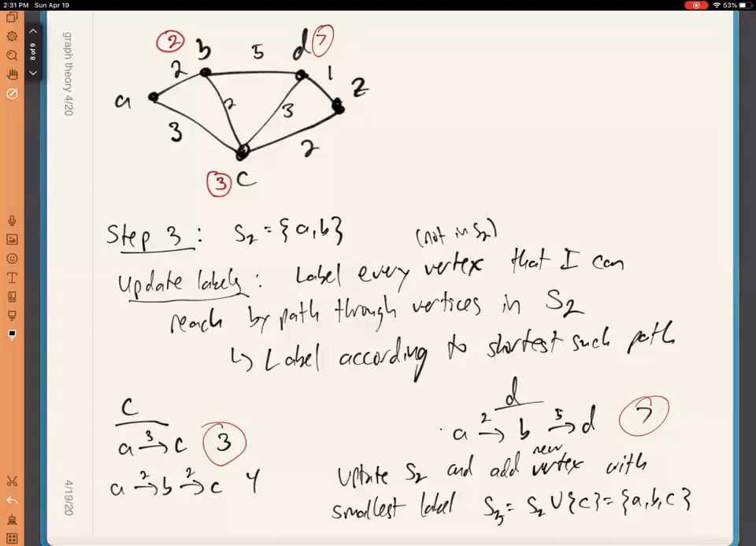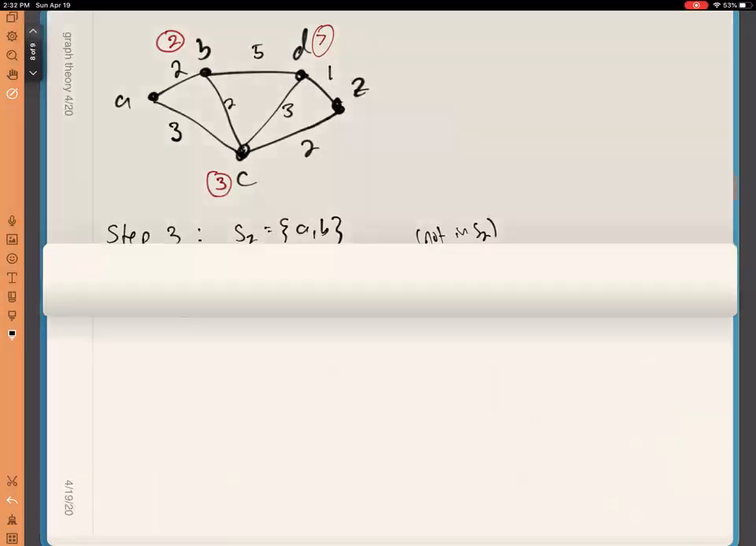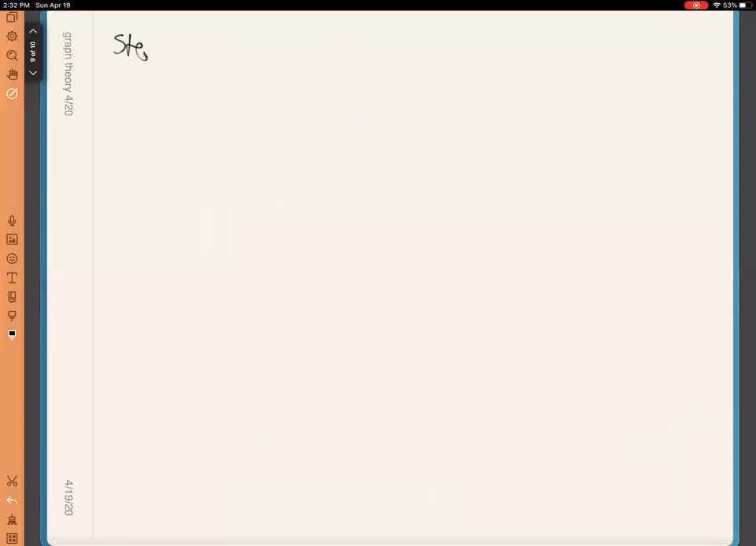Right, and then we're going to keep doing this. So now I'm going to go on to step 4, and I'm going to label the remaining vertices, which are just the remaining vertices that are not in my special set S3. I'll try to update the labels according to paths that I can construct within my set of vertices, and then continue this process, right? So let's do this. So step 4.